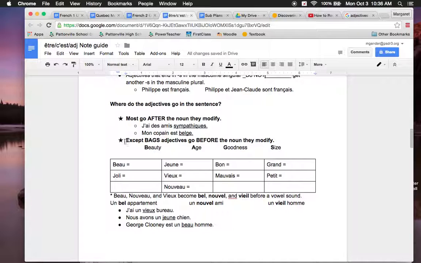All right, here is our big exception, and this is something that you really need to pay attention to, and we're going to spend a lot of time on. This is true. So most of these adjectives go after the noun that they modify, except BAGS adjectives, and they go before the noun. BAGS before. That's how you can remember it. This is an acronym. It means beauty, age, goodness, and size. Okay, BAGS. So when we're talking about these type of adjectives, they are going to go before the noun, not afterwards. So let's fill in our table.